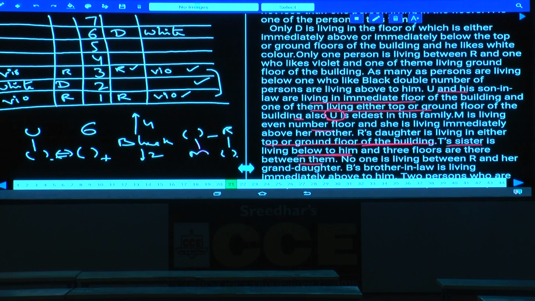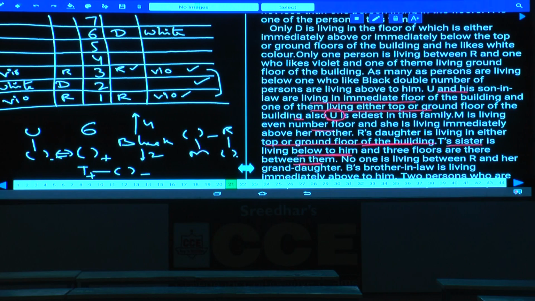Let's see here. T is having a sister. Now this T's sister and this T is a male, isn't it? T and you are. T's sister is living below him, and 3 floors are there in between them.